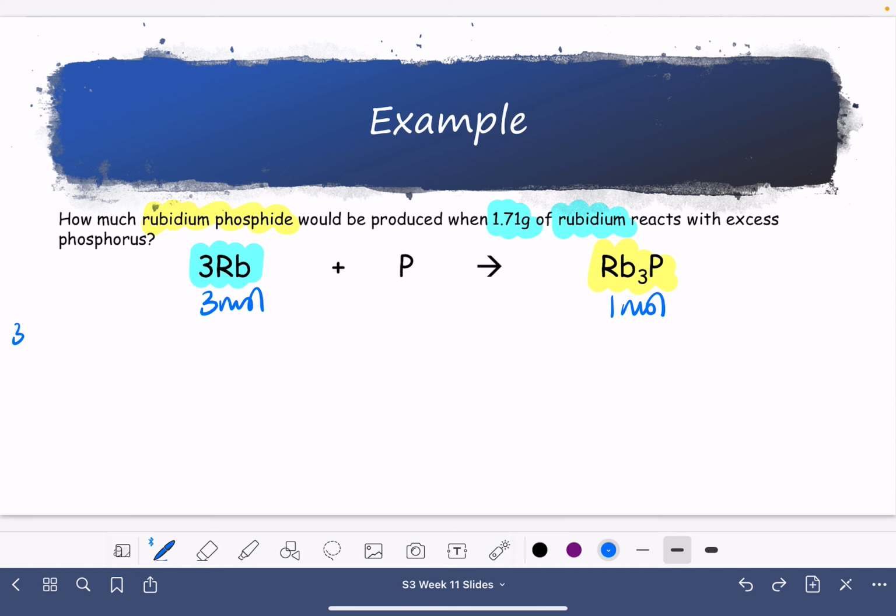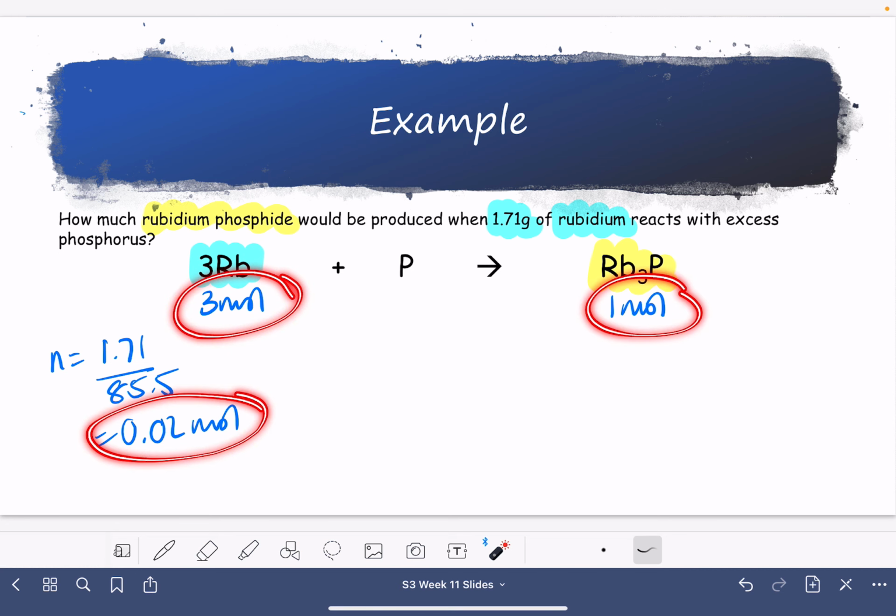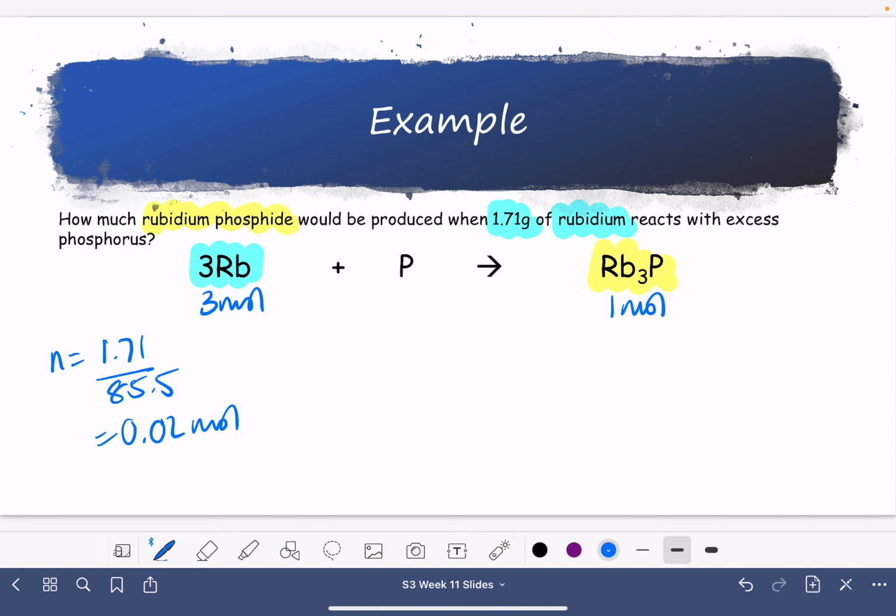The number of moles is 1.71, which is our mass, divided by 85.5. 1.71 divided by 85.5 is 0.02 moles. That's how many moles we've got. Now the ratio is 3 to 1, so it's going to be 0.02, and then we divide it by 3. And then we get 0.007. It's actually the 666 again, but we can just round it for now. That's how many moles we get.